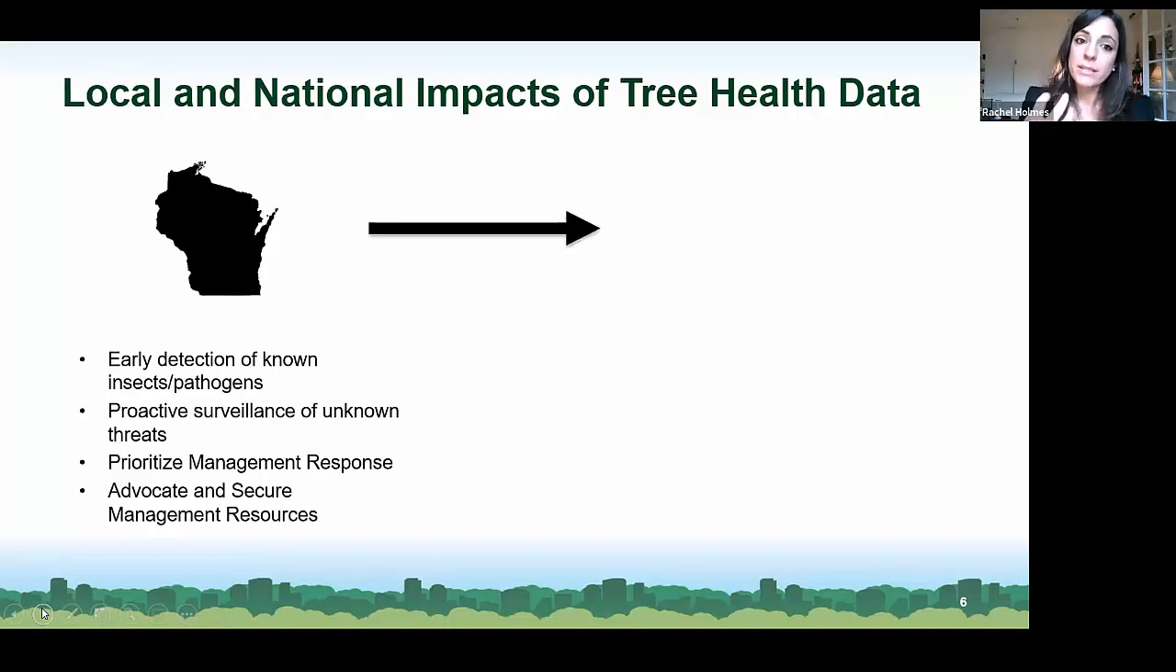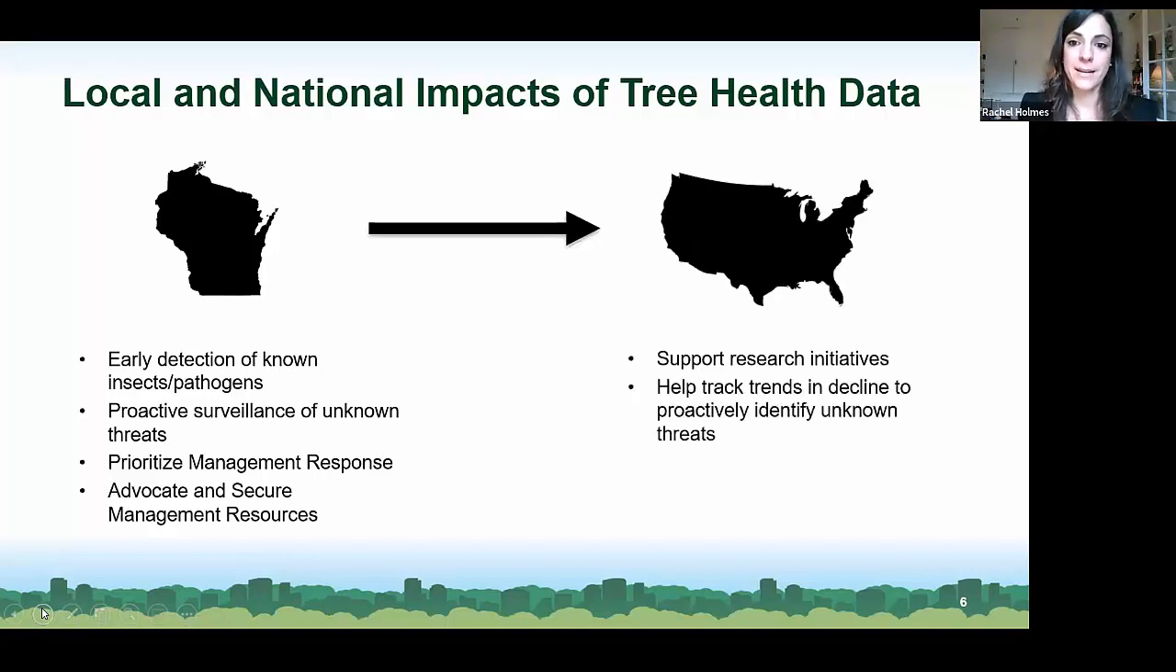And while this information is extraordinarily helpful at the local level, we feel there are also national implications for that data. So for example, the data gathered, especially through your efforts with TreePlotter, will help support research in tree health nationwide. And even more importantly, you're going to help us identify trends in tree mortality and decline proactively across the country so we can get ahead of these threats.